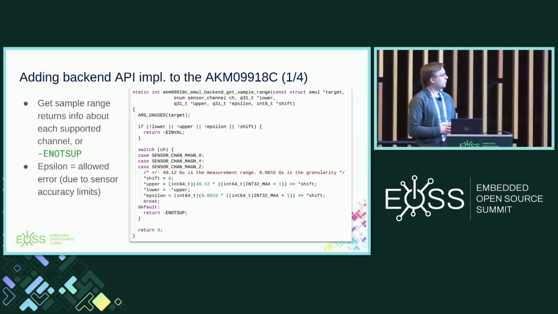If the caller is requesting a channel that is not one of the 3 above, we basically return E not supported. We do not use the triplet samples. So there is a magnetometer XYZ single channel, but for simplicity, we just handle them each separately.